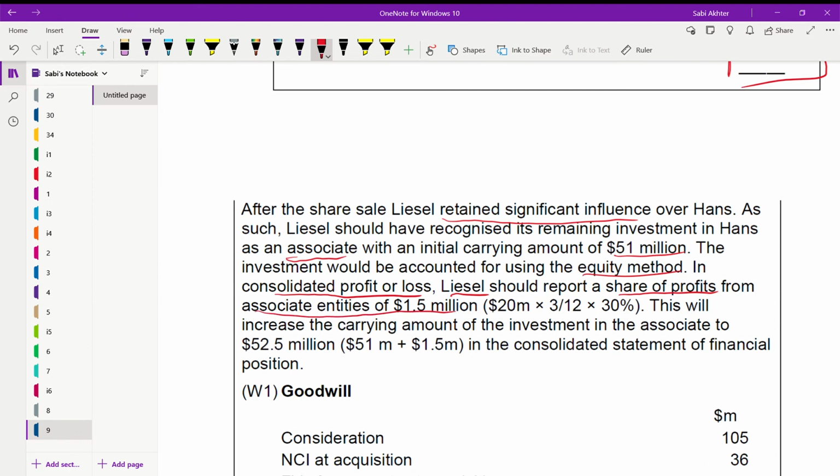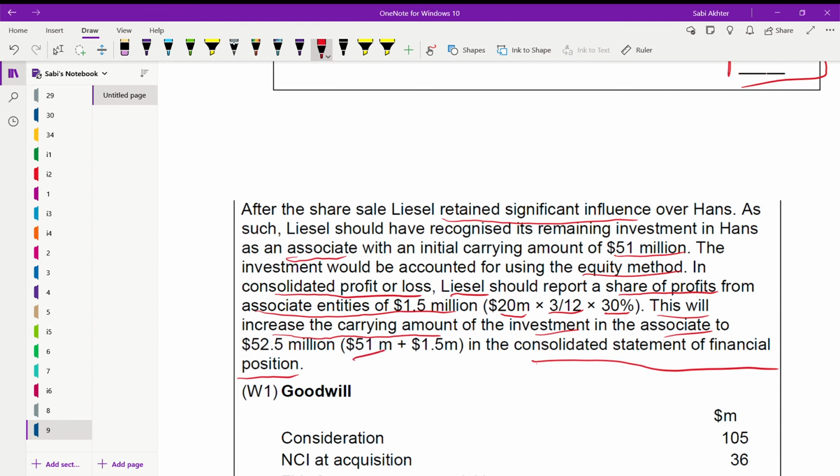How 1.5 million? What is the associate's profit? It was 20 million. And he was an associate only for 3 months, and the percentage is 30% because from 70 he is disposing 40, so 30%. Remember, the share of the associate's profit will increase the carrying amount of the investment in the associate. In the consolidated statement of financial position, you have to refer to the place where it will go, whether it is in the consolidated statement of financial position or the consolidated statement of profit or loss and other comprehensive income. You have to write where it will go and what the impact is.